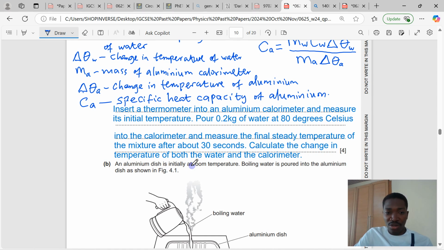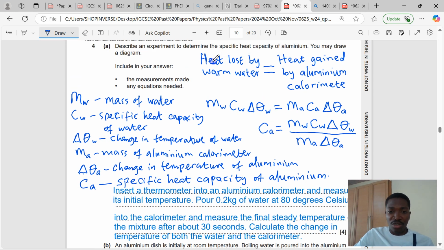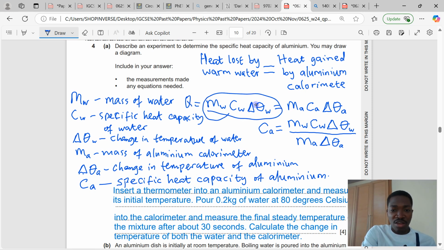So what you do is just calculate the change in temperature of both water and calorimeter, and then you come and use this formula for your calculation. Heat lost by warm water must be equal to heat gained by aluminum. And this is the formula for heat lost by water. Don't forget, quantity of heat energy equals mcΔθ for water, okay? Yeah, and so heat lost by water must be equal to heat gained by aluminum calorimeter.